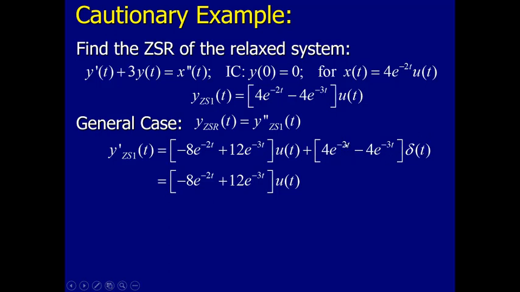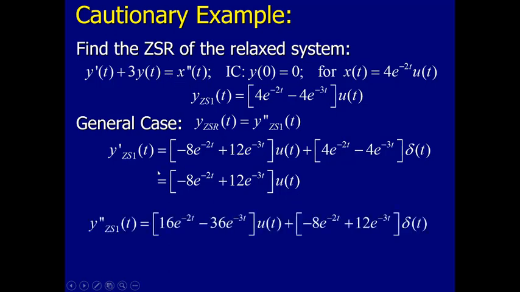So we plug in t equals 0 to these exponentials. They all become e to the zeros, and we get 4 minus 4, or 0, so this whole term drops out. And our first derivative of the zero state response for the single input case is just our minus 8 e to the minus 2t plus 12 e to the minus 3t, all times u of t. Now we're not finished yet. We need to take another derivative to get the zero state response of our general case.